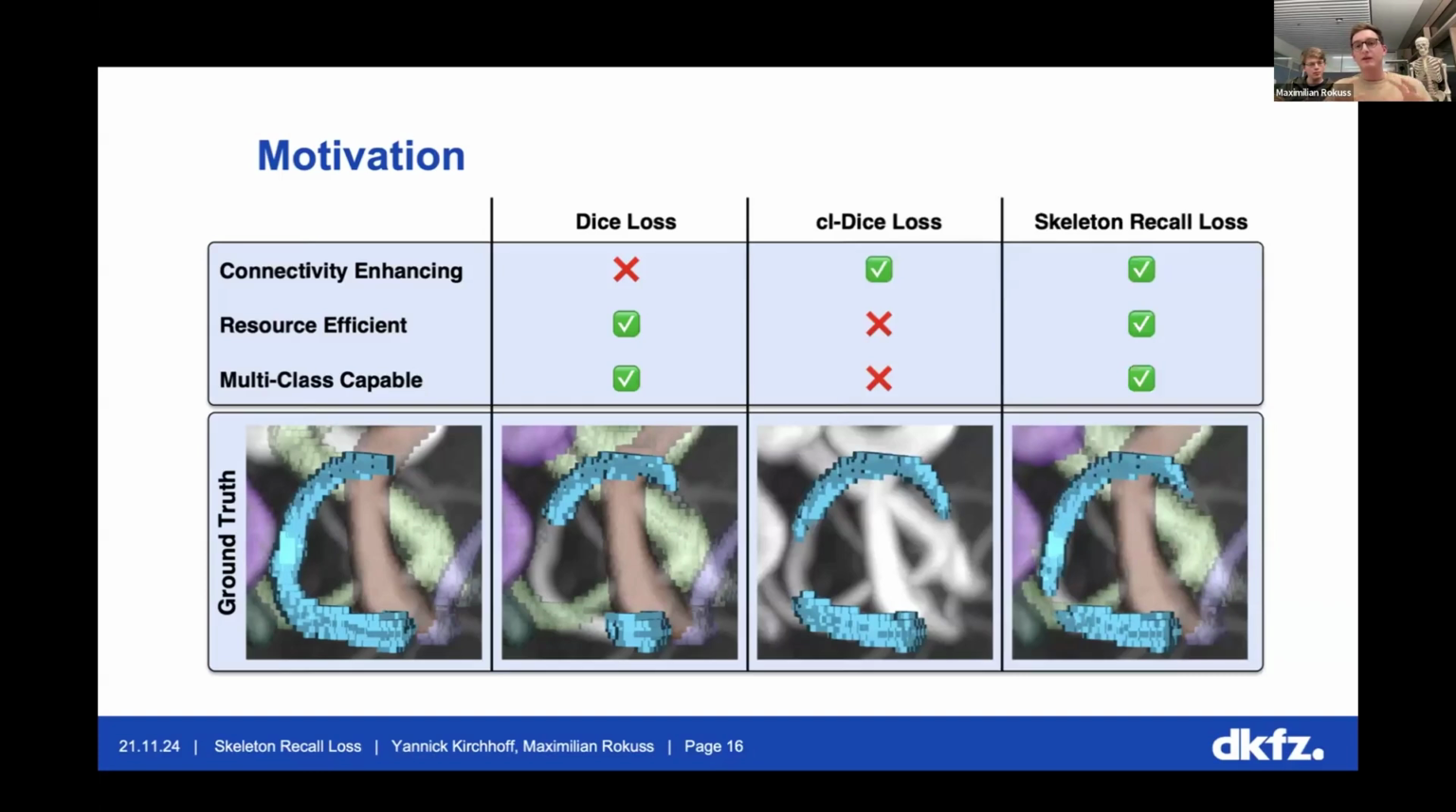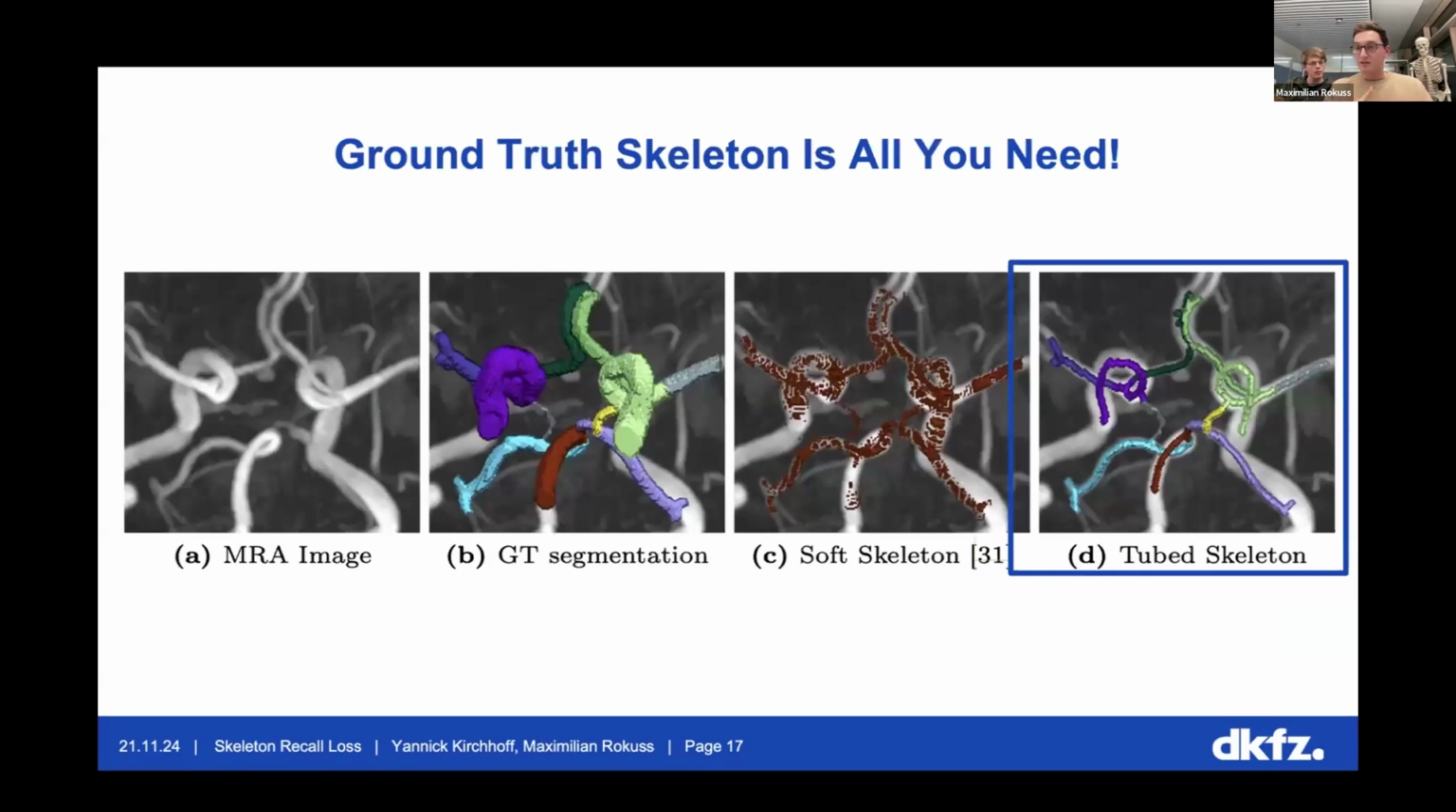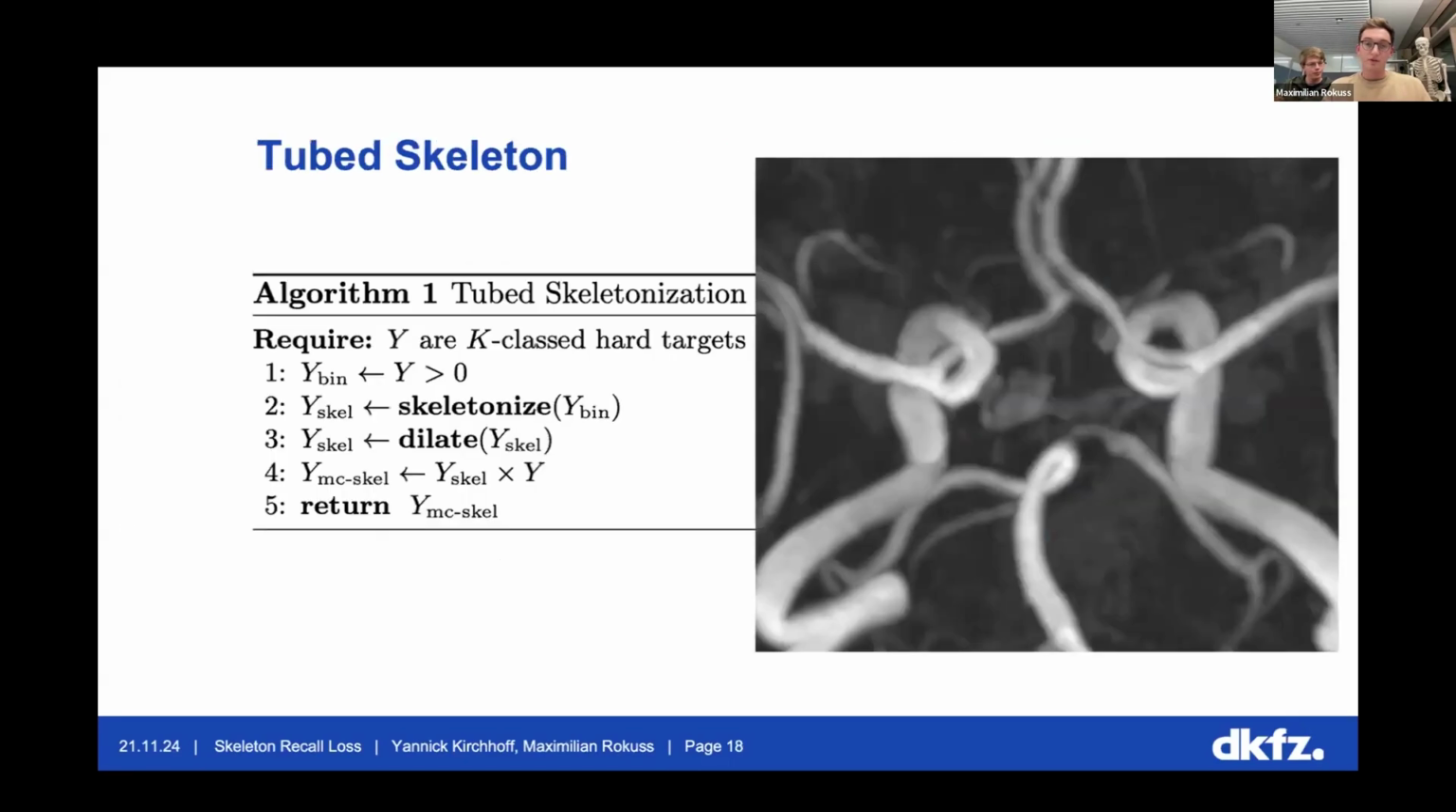Well, I guess the main idea or hypothesis of our paper is that the ground truth skeleton is actually all you need. All the relevant topological information is in this ground truth segmentation, which you see in B here. Because the prediction of your network can be wrong and doesn't really contain too much topology information, whereas the ground truth is actually what you want to regress to. And by that, we designed a new type of skeleton, which we called the tubed skeleton, which we then incorporate into the loss calculation.